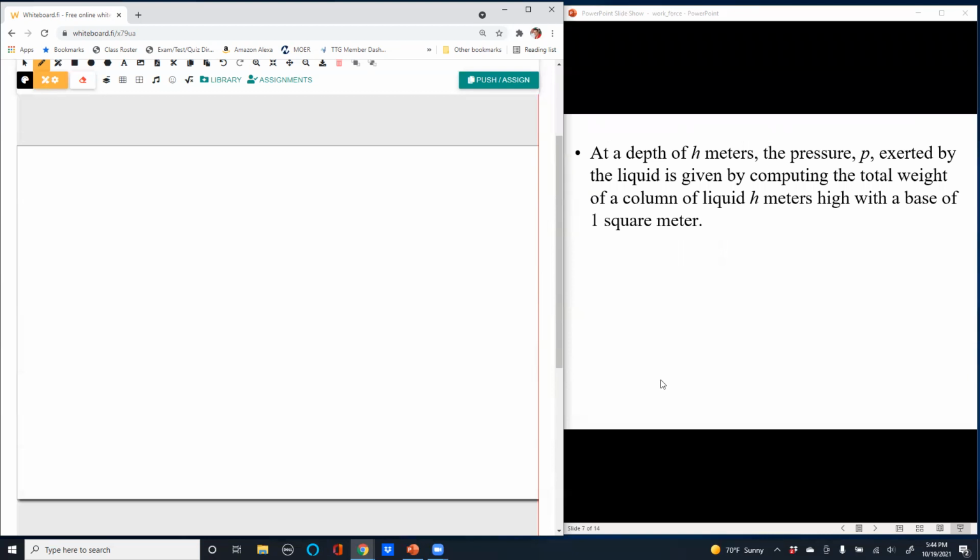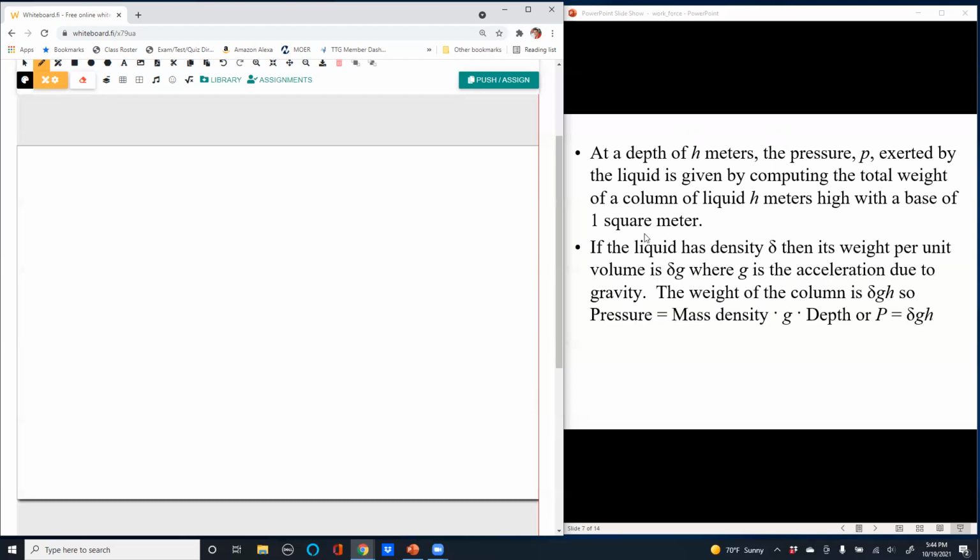So here's how we do this. It's a pretty cool little trick. This is if we're in international units. It's very similar in British units. The biggest difference, again, is whether or not you need to multiply by gravity. At a depth of h meters, the pressure P is given by computing the total weight of a column of liquid h meters high with a base of 1 square meter. The reason we do that is because that makes the volume h times 1, which is just h. That allows us to really simplify this.